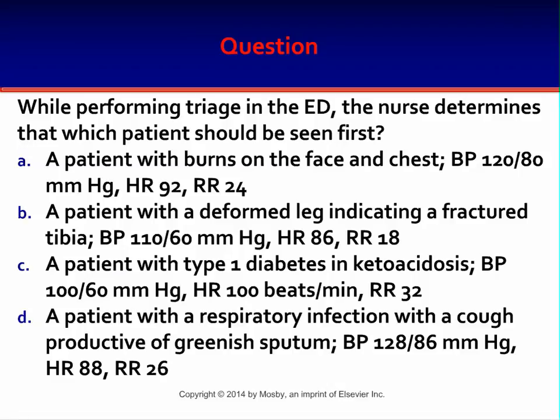The correct answer, I hope you picked, was C. A triage system identifies and categorizes patients so that the most critical are seen first. The Emergency Severity Index, or ESI, is a 5-level triage system that incorporates concepts of illness severity and resource utilization to determine who should be treated first. Initially, the nurse would assess the patient for any threats to life or the presence of a high-risk situation. The patient with diabetic ketoacidosis is the most critical.